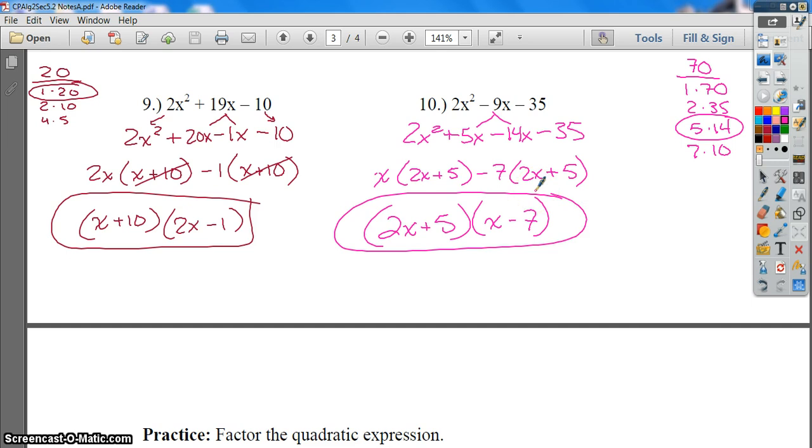Okay? So there's your first page. I'm going to go ahead and hit finish, and then I'll do the last page in the next part of the video.